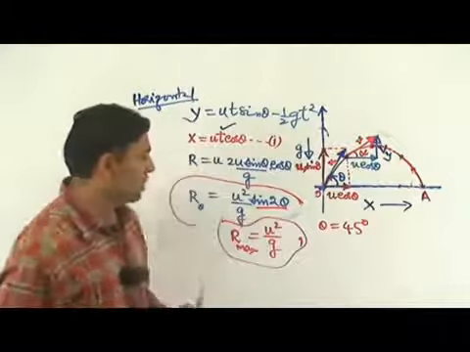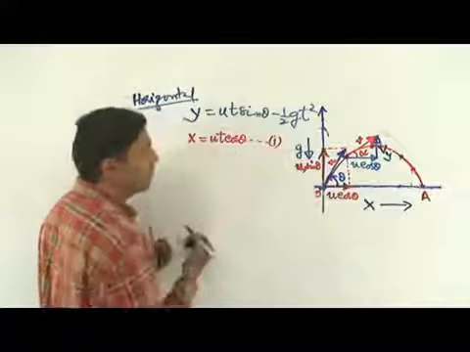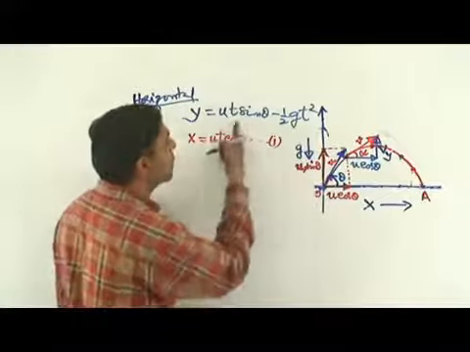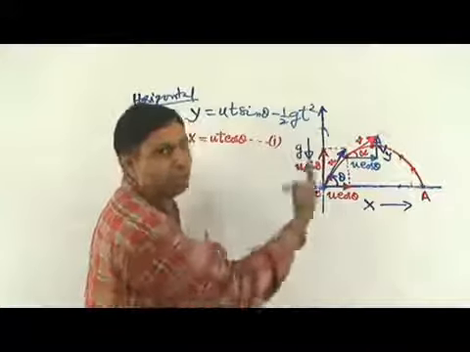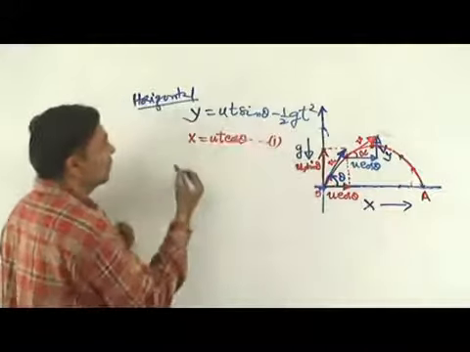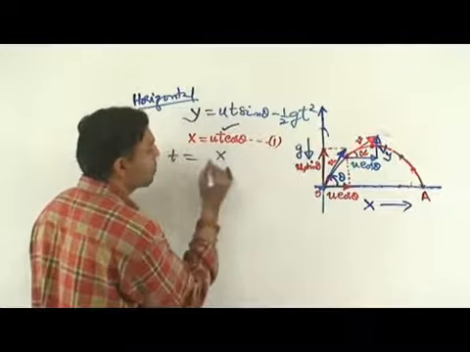Fine. We know horizontal displacement at time t is given by ut cos theta, and vertical height of a projectile at time t is given by ut sin theta minus half gt square. Vertical motion is just like the motion of a vertically projected body, replacing u with u sin theta. Now, from this equation, I can easily get t as x by u cos theta.